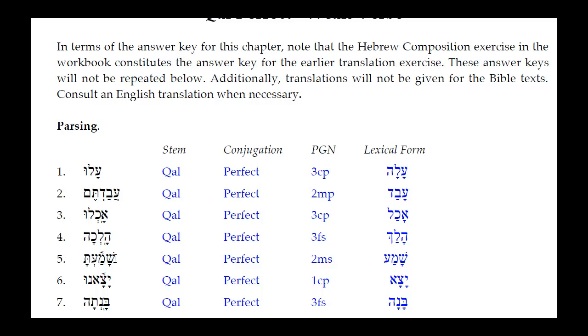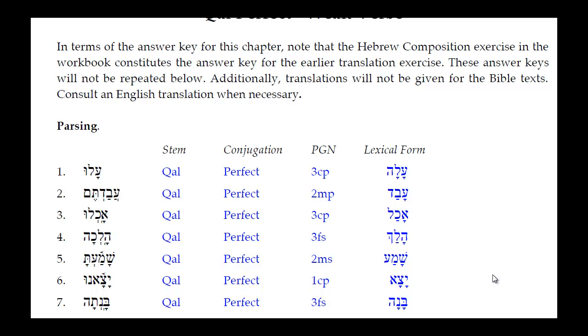Shamata. The tav and the qamets are telling us that it is second masculine singular from the root shama. So this is a Qal, perfect, second masculine singular verb from the root shama, to hear or to obey or listen.